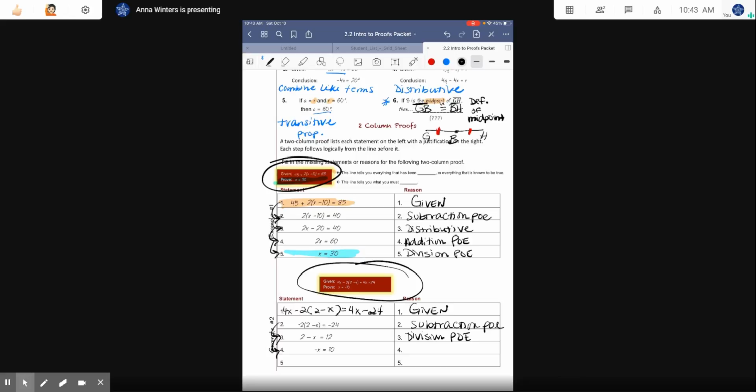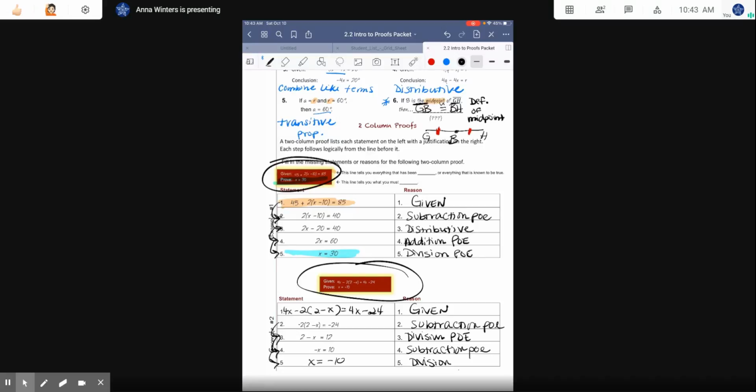So we're using division. And then from line 3 to 4, how do we go from line 3 to 4? We subtracted 2 from both sides. So subtraction, POE. And then line 4 to 5. So we have to fill in our statement, x equals negative 10. And how do we go from 4 to 5? How do we get rid of that negative? We divide it by negative 1. So division, POE.